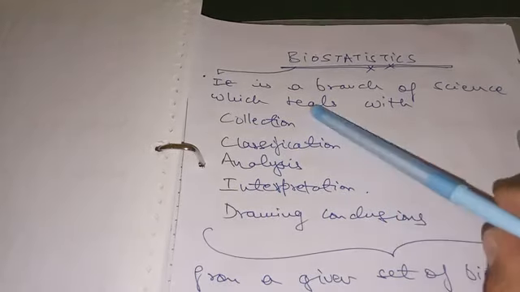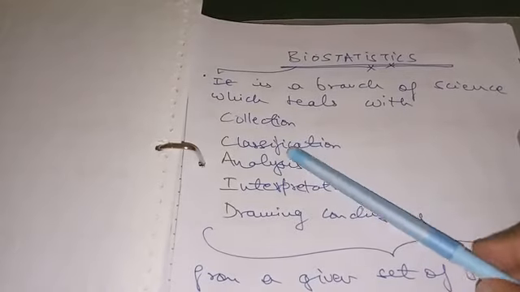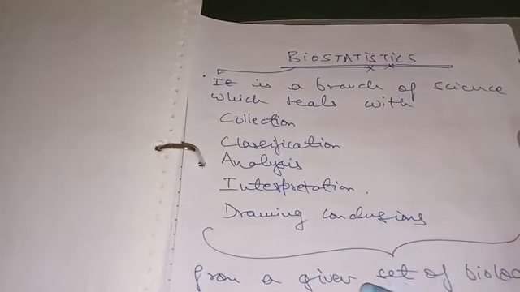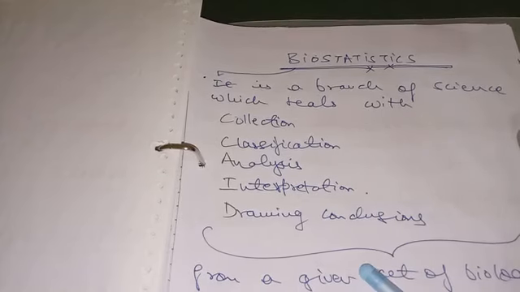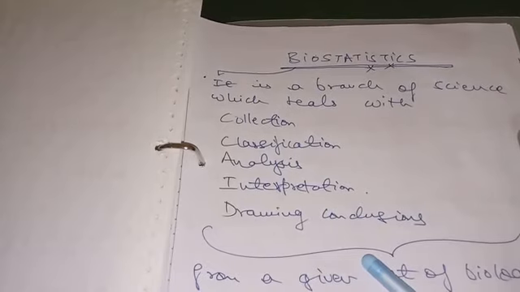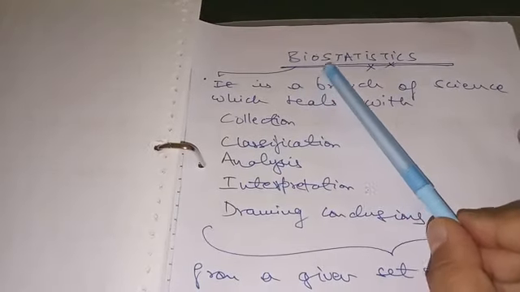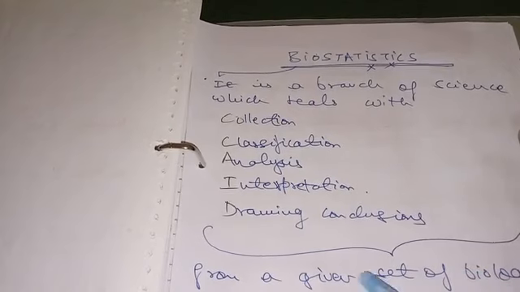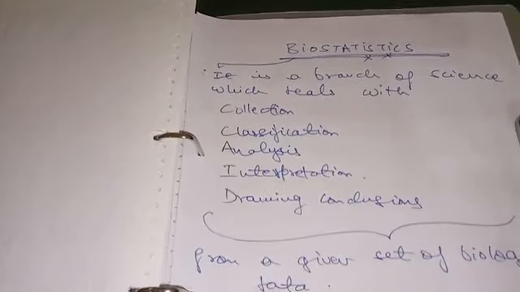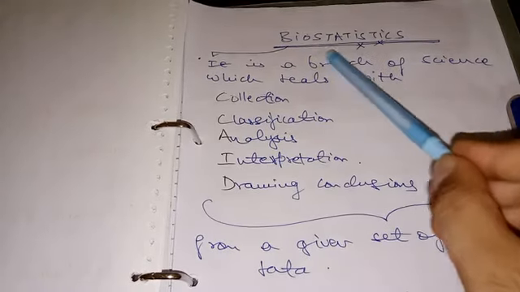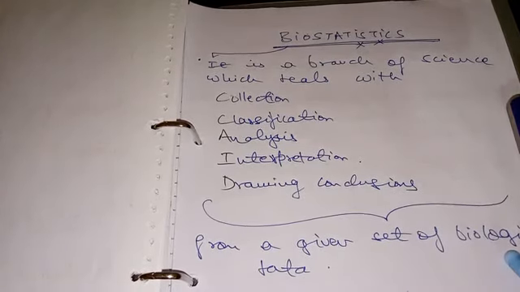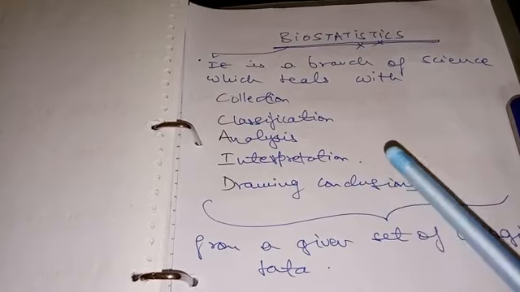So biostatistics is a branch of science which deals with collection, classification, analysis, interpretation and drawing conclusion from a given set of biological data. There is a basic question to develop a basic understanding: the difference between statistics and biostatistics. Statistics deals with a given set of data, and biostatistics deals with a given set of biological data. That is the basic difference between statistics and biostatistics.